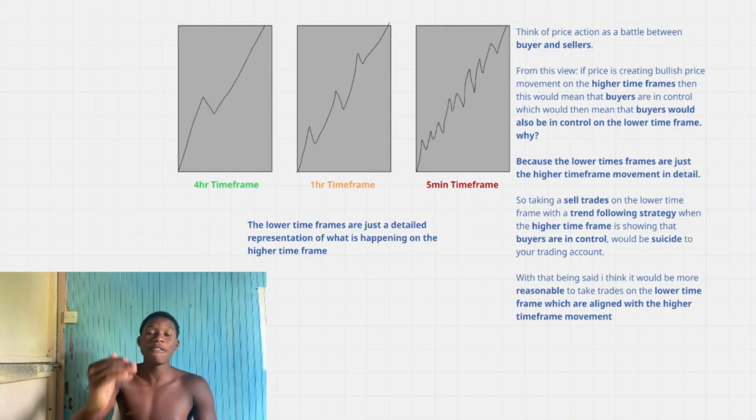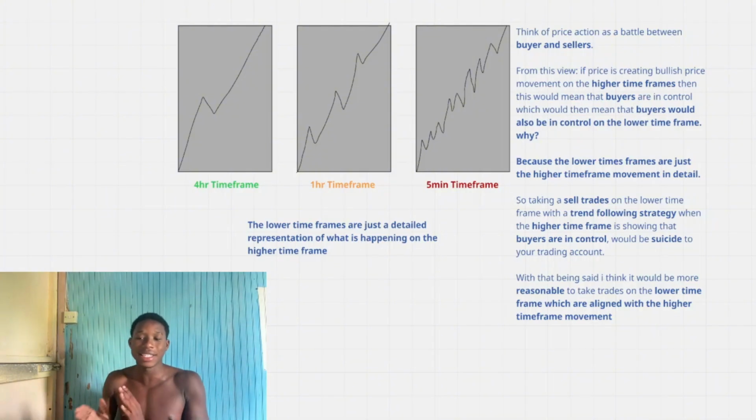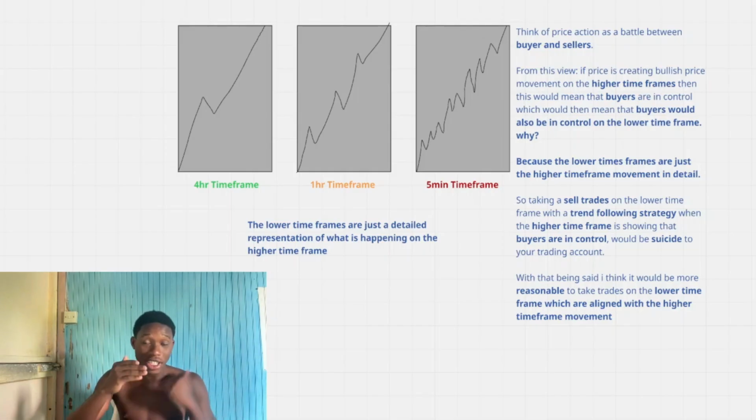So if buyers are in control on the 4 hour time frame, as you can see, then that would mean that buyers also control the 5 minute time frame. All right, why is that? Because as we stated previously, the lower time frames are just the higher time frame movement in detail. It's literally the same thing, it's just in more detail. You're seeing more price action, you're seeing exactly what happened.